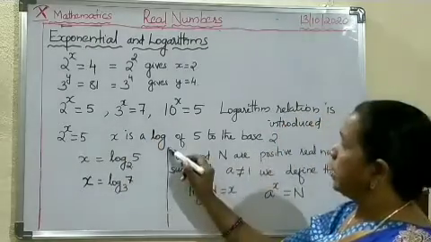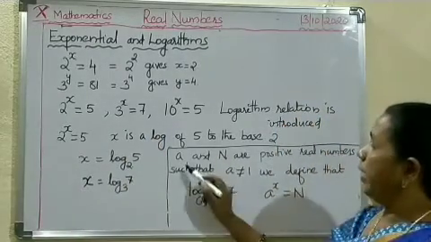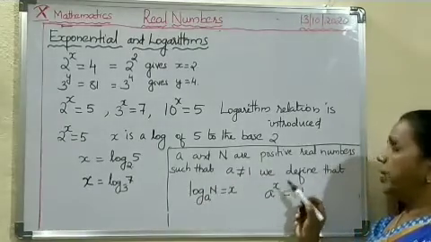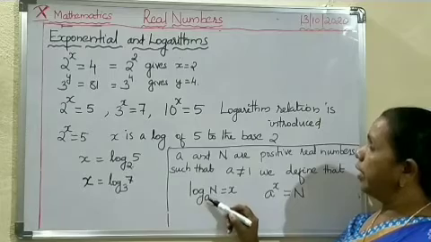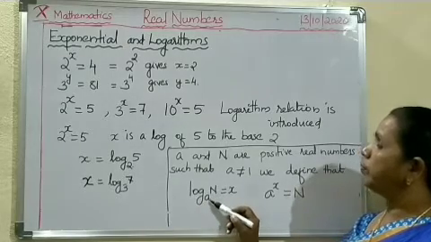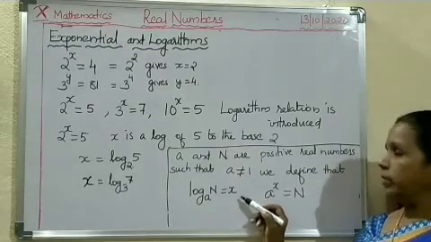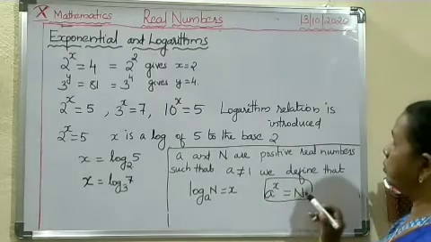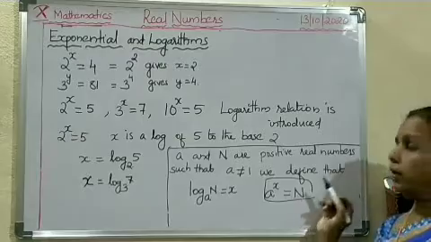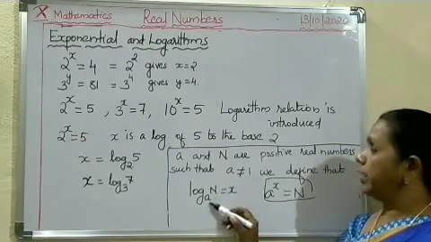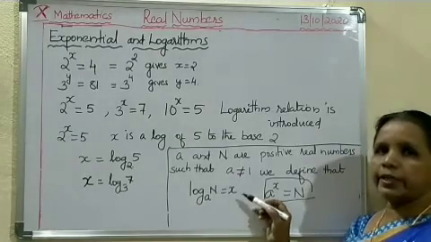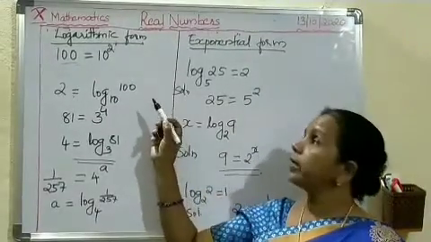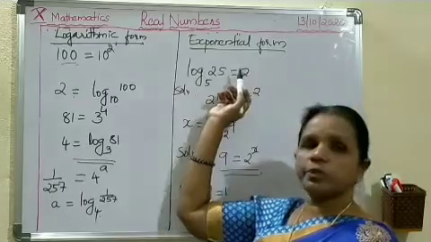That means, in general, we can tell that if a and n are positive real numbers such that a not equal to 1, we define log n to the base a is equal to x. That is, its exponential form is a to the power x is equal to n. Reversing, we write log n to the base a is equal to x. I will give examples, then you can understand more. I will tell how we can convert logarithmic form and exponential form.